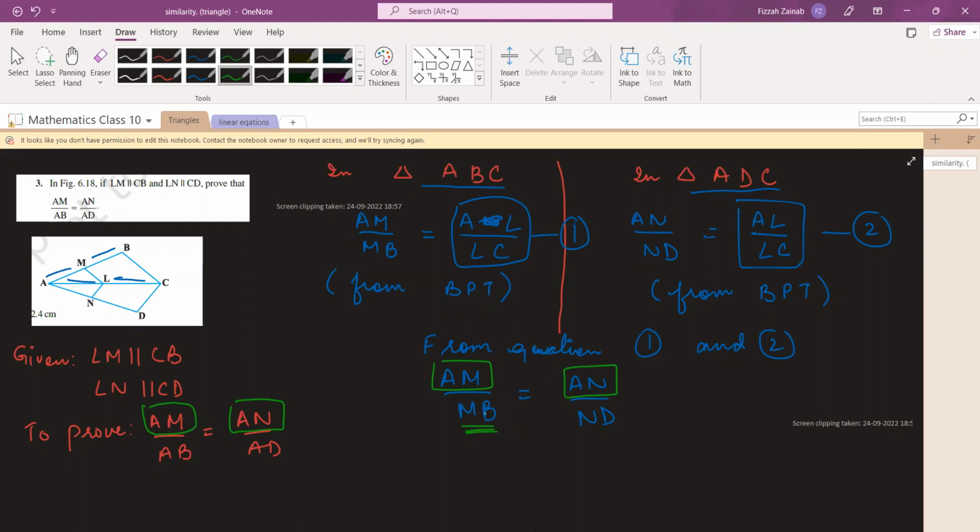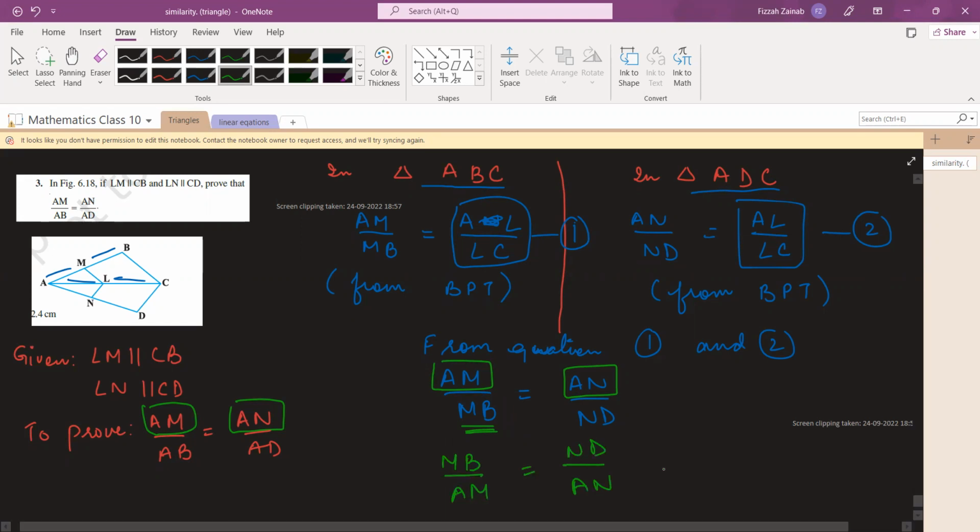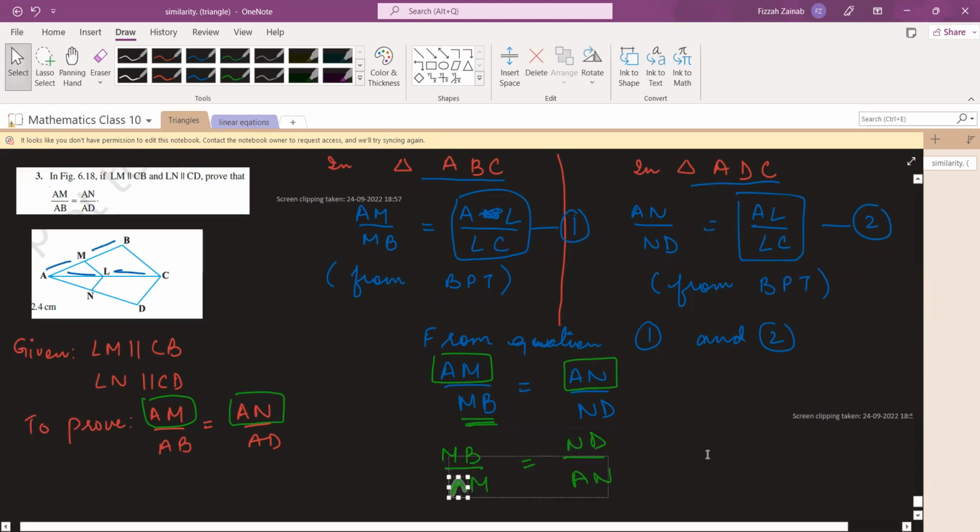Yes, ma'am. So that means you have to add something to MB. Now it's difficult to add something in the denominator, so first of all, we will take this into the numerator. We will just reverse it. So we can write MB upon AM is equal to ND upon AN. Any problem? Now what I will do is I will add 1 on both sides.